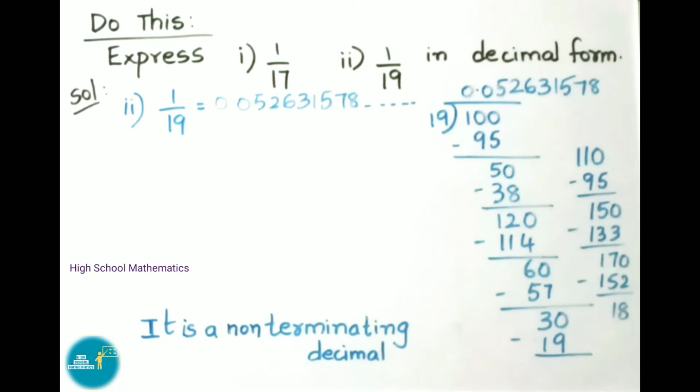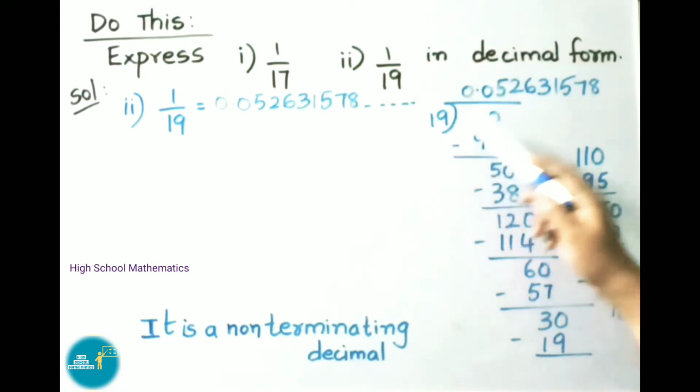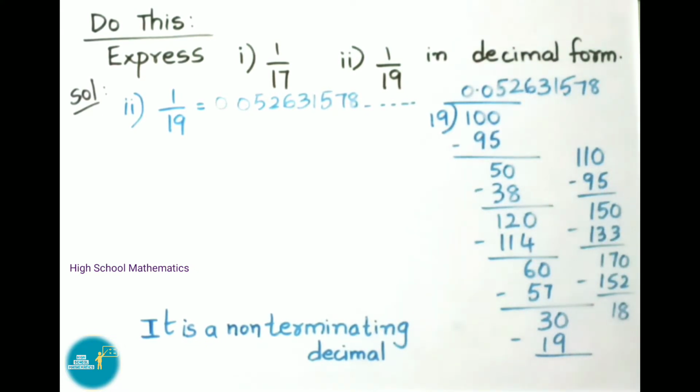Now the number is 110. 19 table, 5 times 95. 110 minus 95, we get a remainder 15. Again this 15 is less than 19. Since decimal is there, add a 0. Now the number is 150.